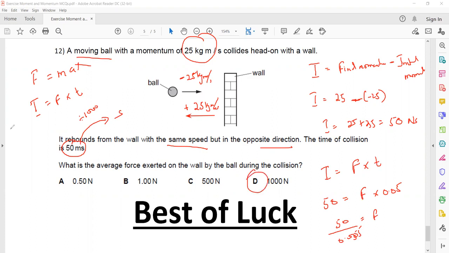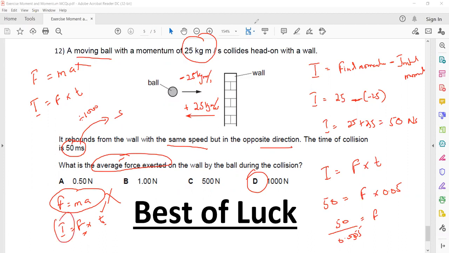So what we did: we need the average force in the question. To get the force, we have two formulas, F is equal to ma, or impulse is force multiplied by time. But we cannot find the force from the first formula because the mass and acceleration are not given, or velocities are not given, mass is not there. So we have to use the second formula. To use the second formula, we have the time, but we need impulse first. So how did we get the impulse? Impulse is final momentum minus initial momentum.